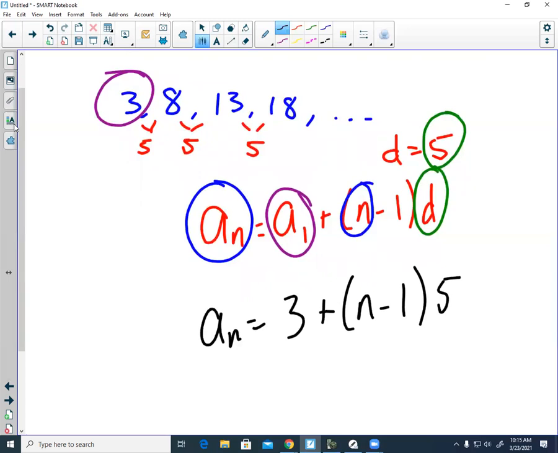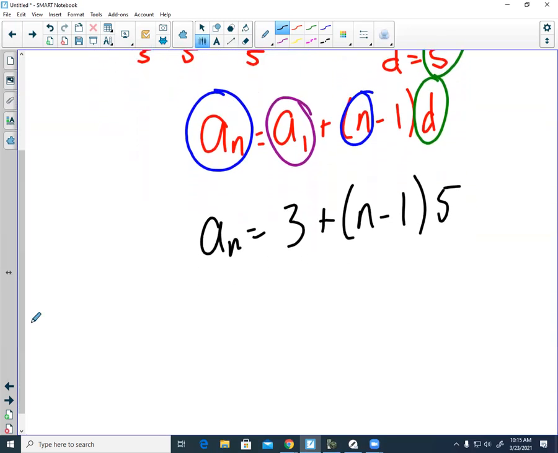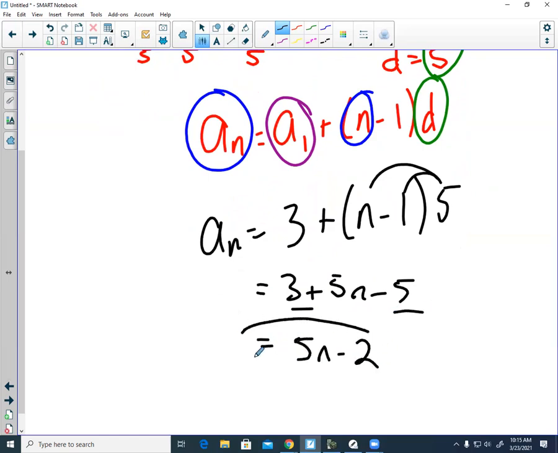So now what I'm going to do is simplify this to make it like 3n plus 5, or 5n plus 2, or 2n minus 1. I'm going to simplify it just a little bit. It's super easy to simplify because you just distribute the 5 through. You end up with 3 plus 5n minus 5. We combine our like terms and we end up with 5n minus 2. So the rule for my sequence is 5n minus 2.